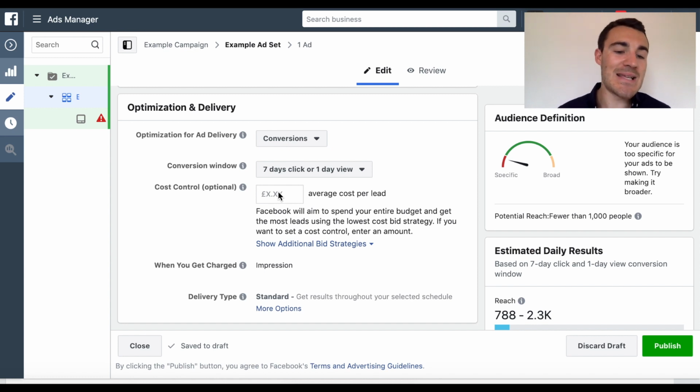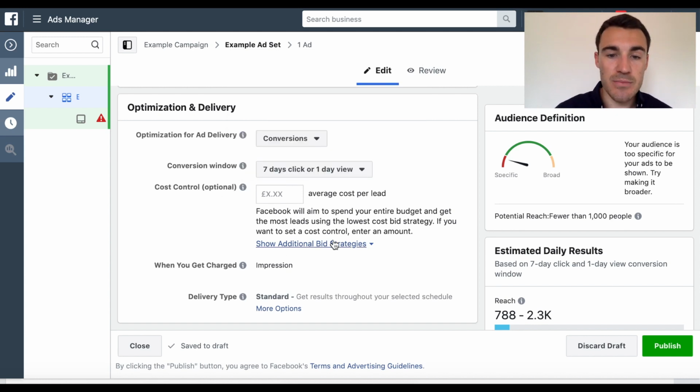So what I'd recommend is that it's a good chunk, at least 25, sometimes as much as 50% more than what your average cost per conversion is. And if you're setting up a new campaign, don't put in a cost control. You don't know what your cost per conversion is on average. So don't go ahead and put in a cost control. So that's the sort of basics around cost control.